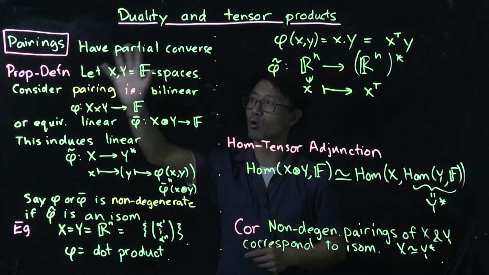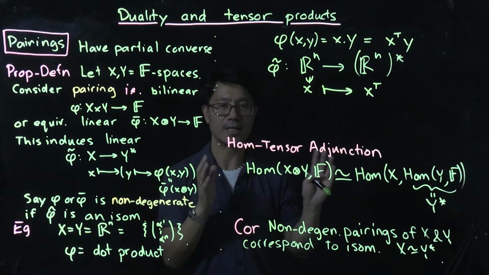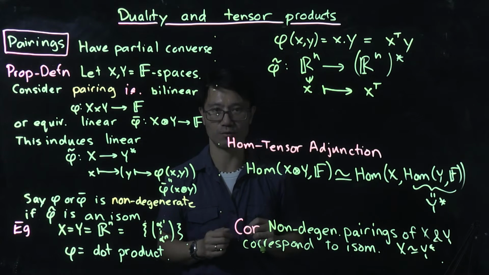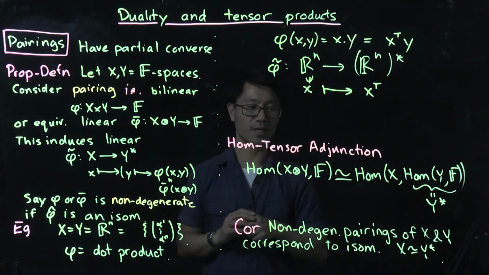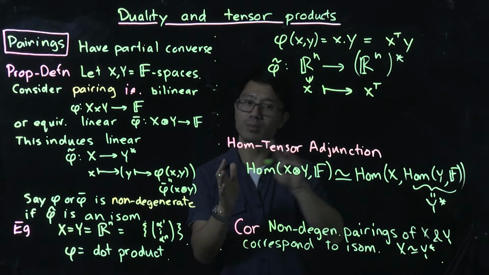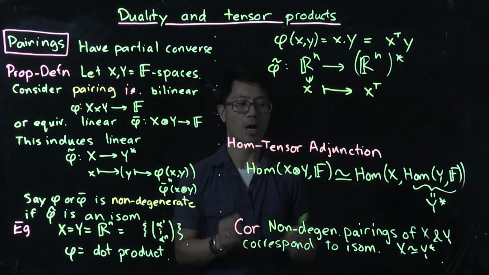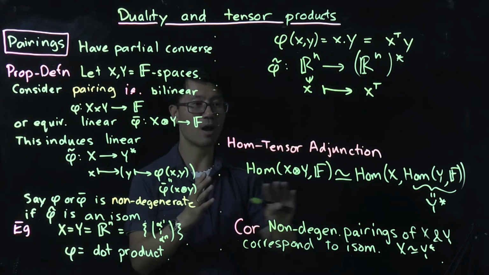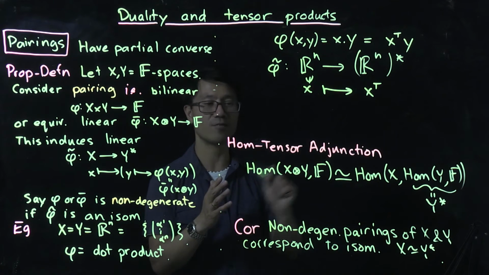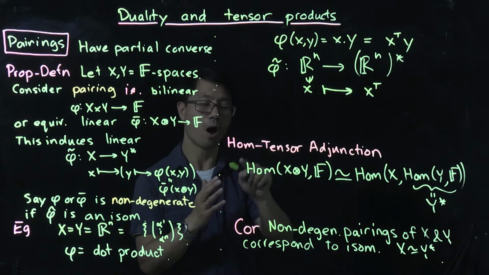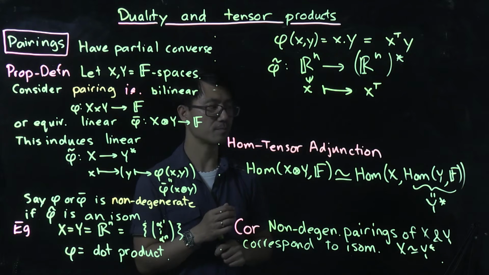So I want to look at a more sophisticated version of this, and this is a very simple example of the Hom tensor adjunction formula. So it looks rather nasty when you write it out like that. So we have in this Hom tensor adjunction formula an isomorphism between vector spaces. So let's look at the two vector spaces. You have this vector space here, x tensor y is a vector space and f is a vector space, so you can look at the vector space of linear maps from x tensor y to f.